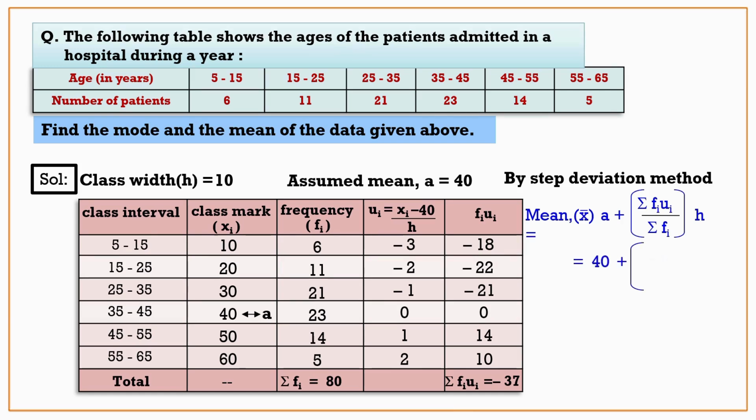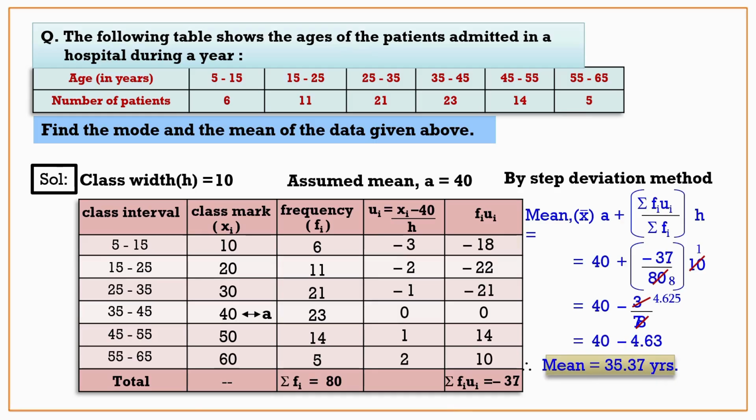So that is equal to 40 plus minus 37 by 80 into h. So 40 minus 3 by 30. Actually, this is a printing mistake, so it should be 37 by 8. 40 minus 37 by 8, which is coming approximately 4.625. So if we round off, it is coming 40 minus 4.63. That is, the mean is 35.37 years.